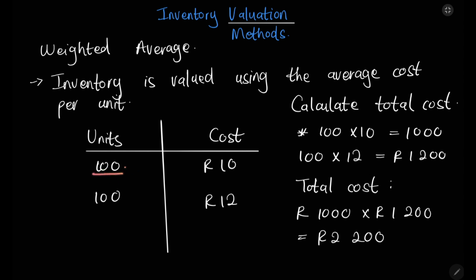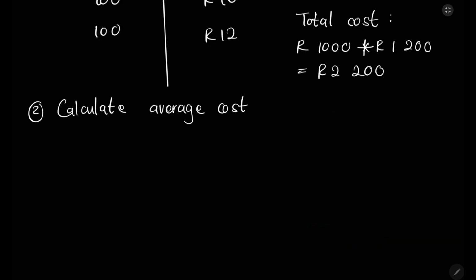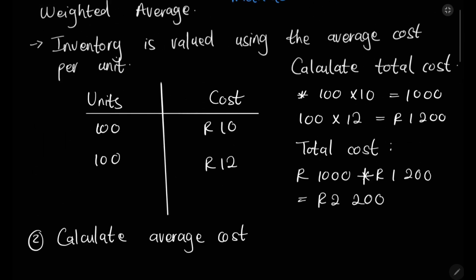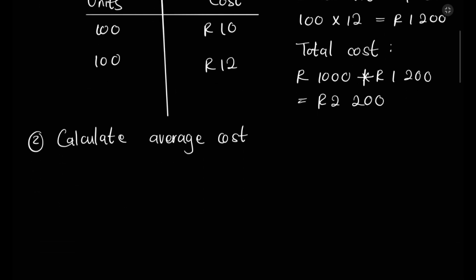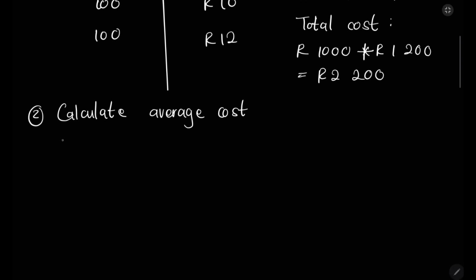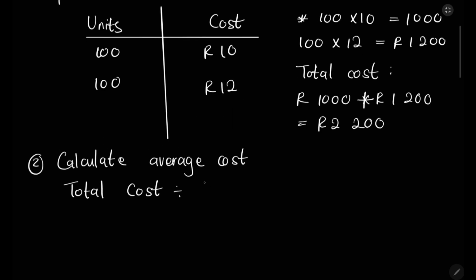You'll start with the first batch, 100 times 10, which is 1,000, then 100 times 12, which is 1,200. Then we'll say, excuse me, this was supposed to be a plus. So we'll say this 1,000 plus 1,200, which is 2,200. Now let's say you have a question that says calculate the average cost. Remember, we're in the weighted average where inventory is valued using the average cost per unit. So to calculate the average cost, we have to say total cost divided by total units.